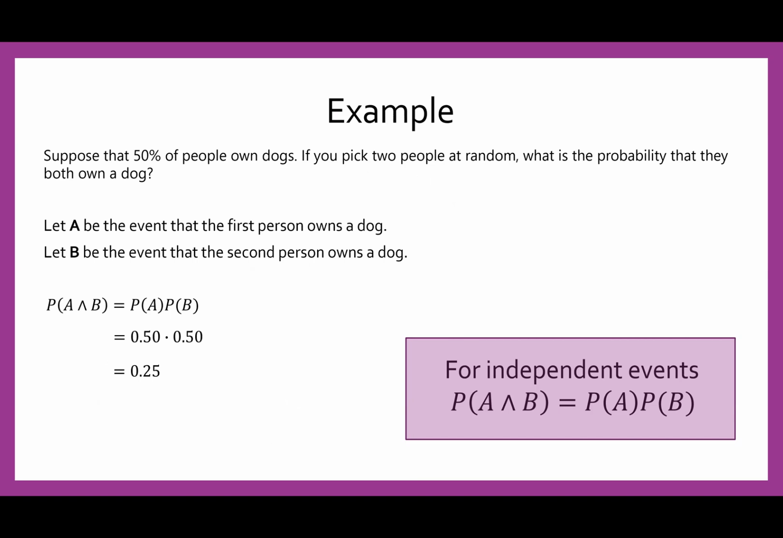Therefore, the probability of A is 0.5. I got that from my 50%, converted to a decimal. Same with the probability of B. So I take 0.5 and multiply it by 0.5 to get 0.25. And that's the probability that picking two people at random, they will both own a dog.